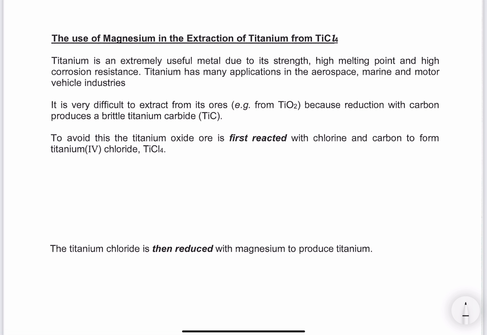So what we do is we first react, and we're going to read the question carefully. We first react our titanium oxide. So we're at the titanium oxide, that's here, it says that, with chlorine. So chlorine is one of the diatomic elements, Cl2, and carbon, C, and it forms titanium 4 chloride, so TiCl4.